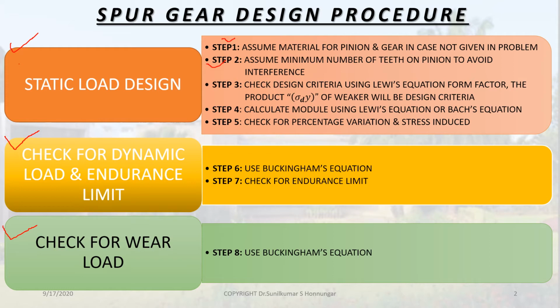So whichever is the less product, that material product is less, that is going to be the design criteria. In other words, if the product of pinion is smaller, it will be the pinion which will be weaker. If the product of gear is smaller, it will be the gear which is going to be the design criteria. So that you will be doing in step number 3.